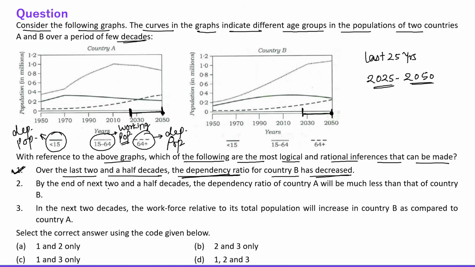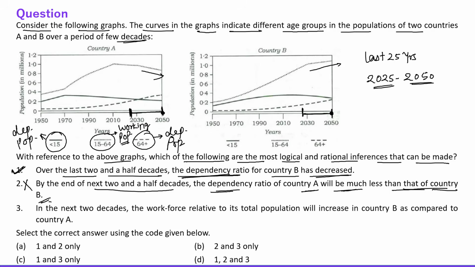Second statement: by the end of the next 2.5 decades, the dependency ratio of country A will be much less than that of country B. This we can't say. How can we say this? Because here the working population is decreasing and here the working population is increasing, and they are talking about the next 2.5 decades. So we are not sure about this.